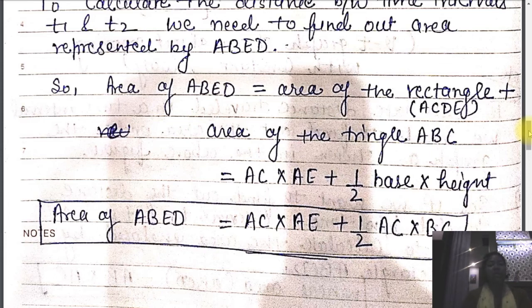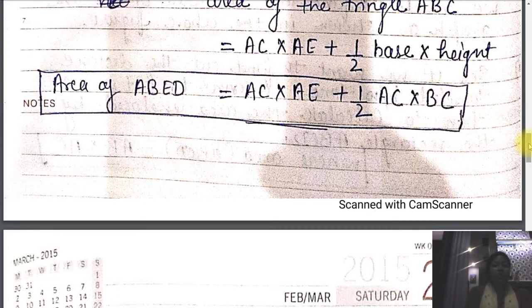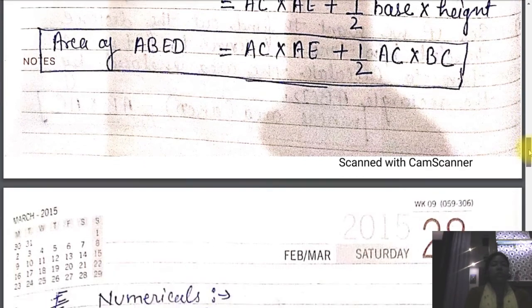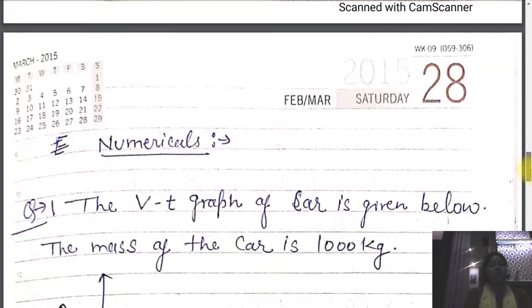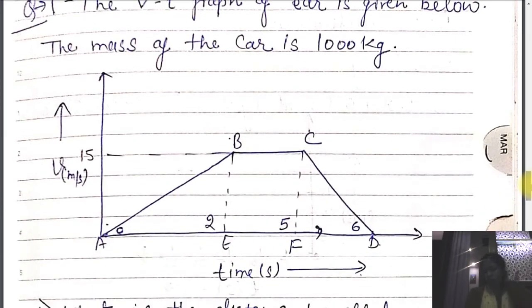In the next class, we are going to study the most important topic of the chapter, that is the equations of the motion. So now, after summarizing these three cases, we'll talk about some numericals that are based on the topics which we have already covered. In the very first numerical, we have the velocity-time graph of a car given below, and the mass of the car is 100 kg. Done. So this is the graph of the velocity and the time of the car.